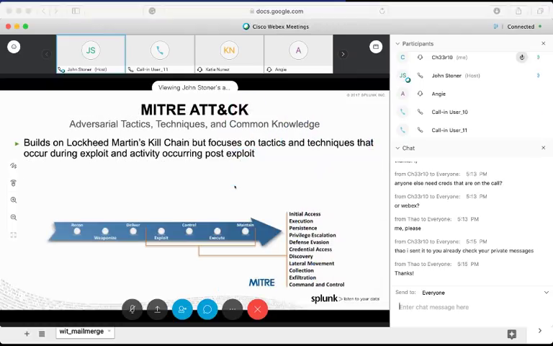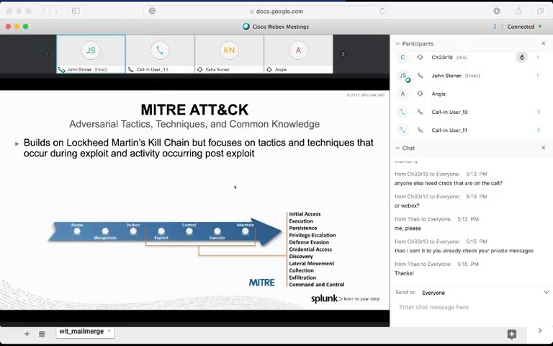MITRE ATT&CK, which is actually where we're going to spend a lot of our focus today in terms of how we contextualize these hunts, builds on top of Lockheed Martin's kill chain, but then focuses on tactics and techniques that happen at exploit and to the right of exploit. As we refer to it, the right of bang. So when something happens, that's the exploit, and then there are the different techniques that go along from there. We're going to talk about those pretty extensively.